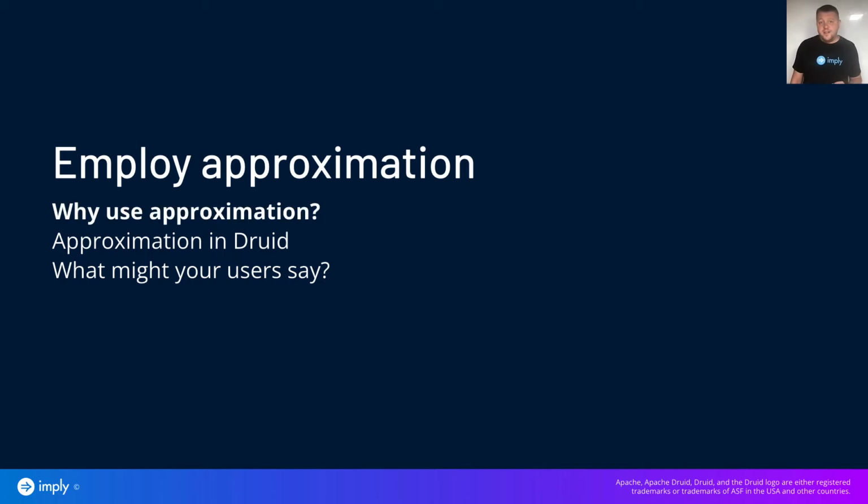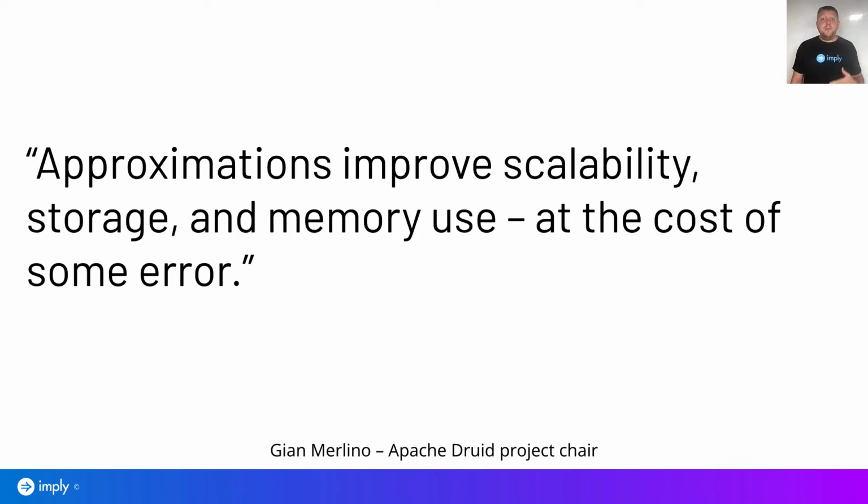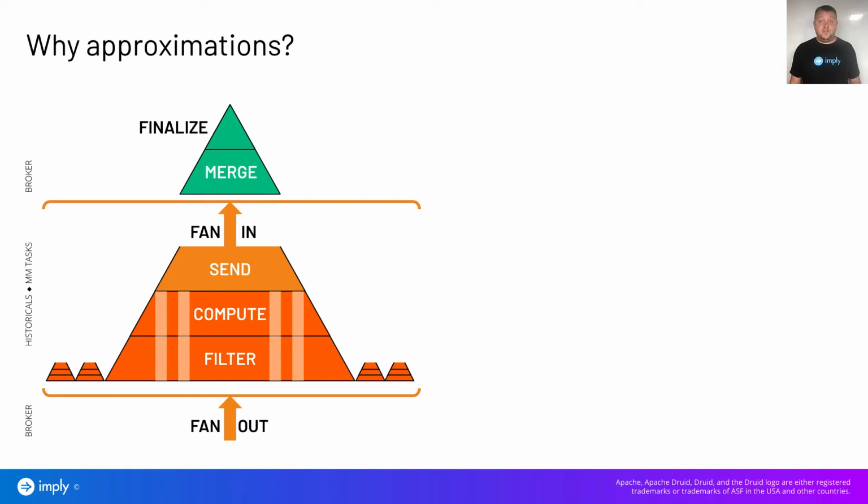So, why do they exist? Gian Molino said this: approximations improve scalability, storage, and memory use at the cost of some error. He says that approximation is all part and parcel of the Druid gig. If you use Druid, knowing about approximations is extremely important.